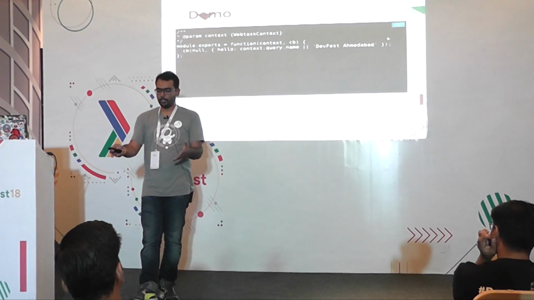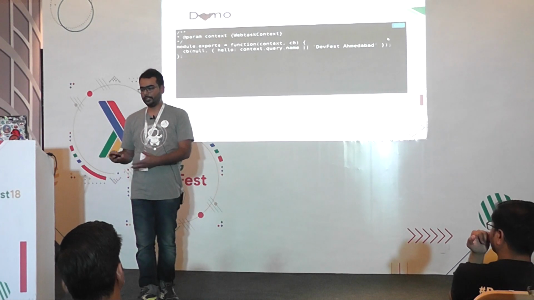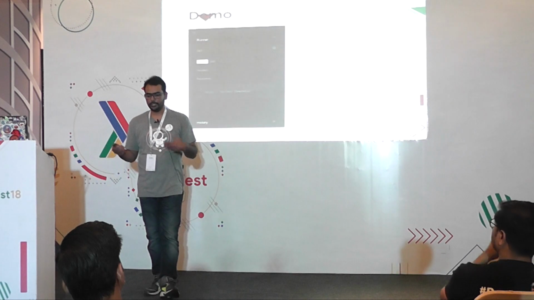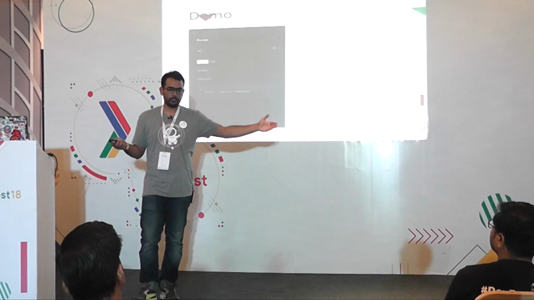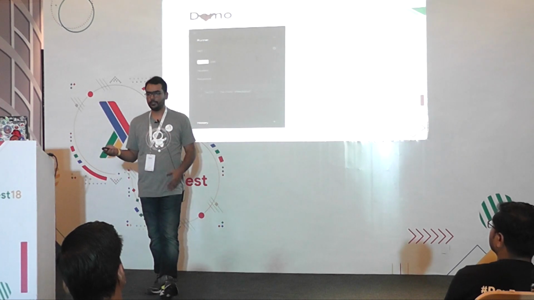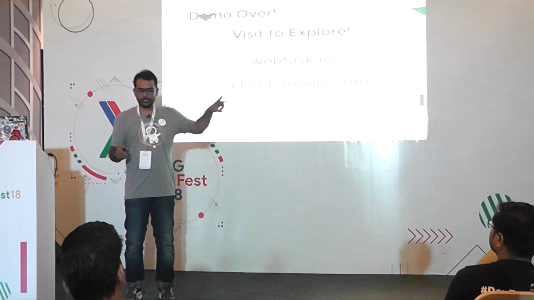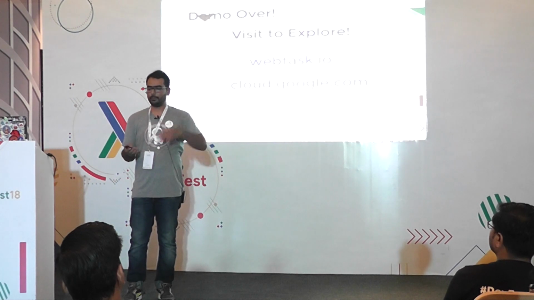So here again, the context query name is hello, and the output is going to be DevFest Ahmedabad, right? So this is a function. When you run it, they give you the same output, but Google is doing the same thing. They give you the endpoint as well to connect and get back the data, right? So these are the two options I love doing, exploring Google Cloud and the webtask part.